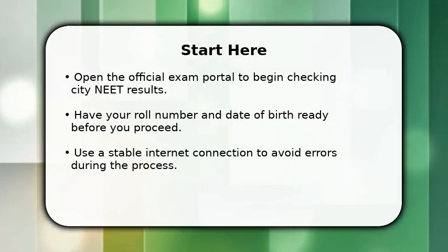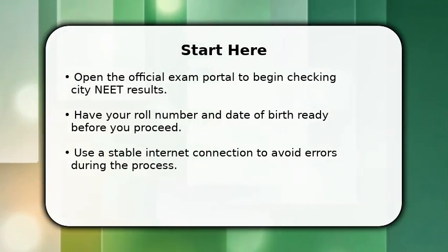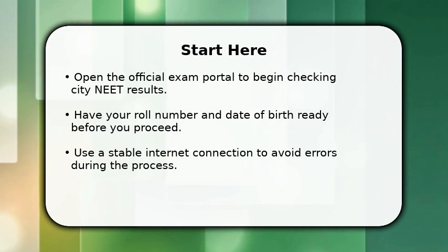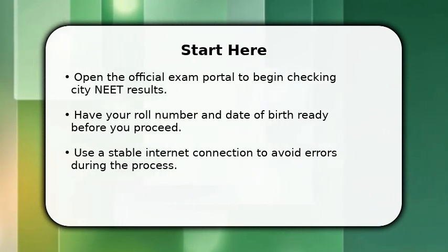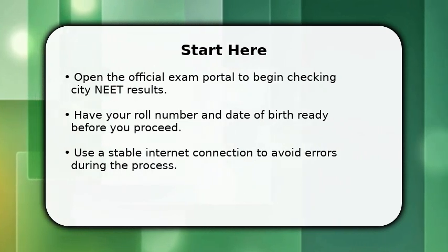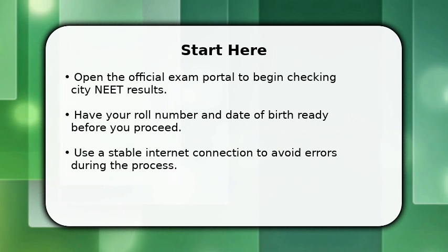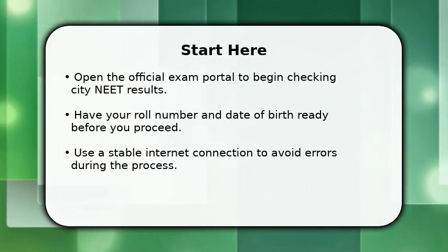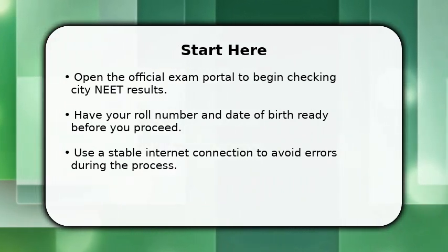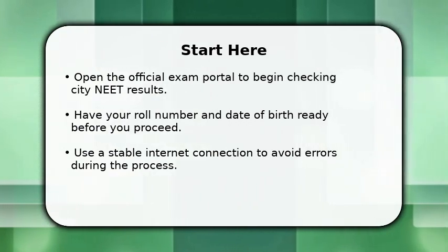In this video, I will show how to check City Neet step by step. Open the official portal in your browser and go to the Results or Admit Card section right away. Enter your roll number and date of birth exactly as issued, then complete any CAPTCHA and submit. Save a screenshot and download the PDF for your records, and contact Exam Helpline promptly if any details appear wrong or pages fail to load.